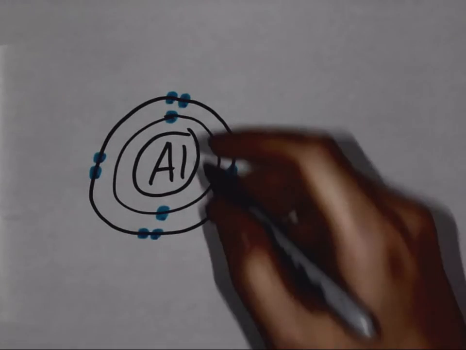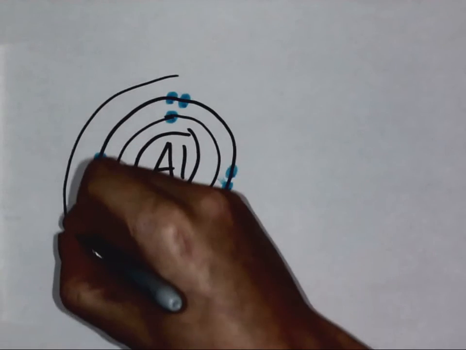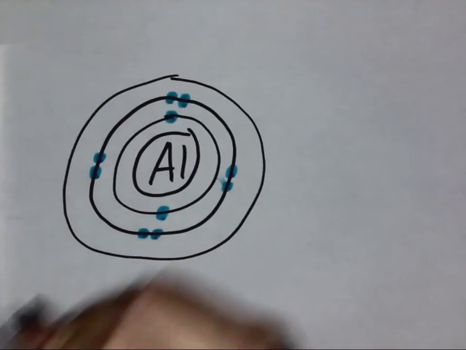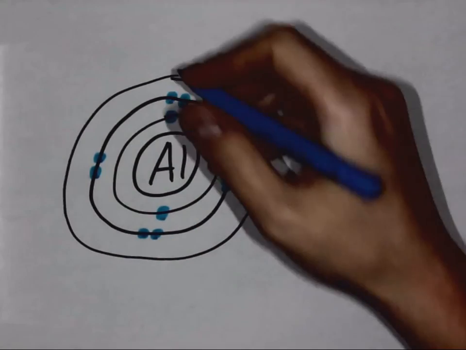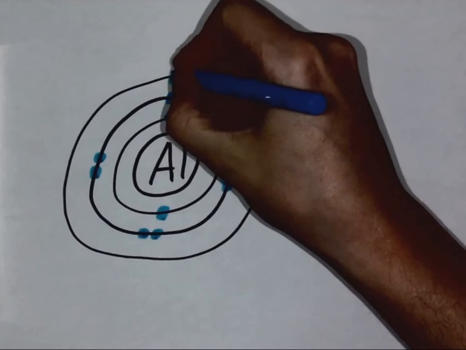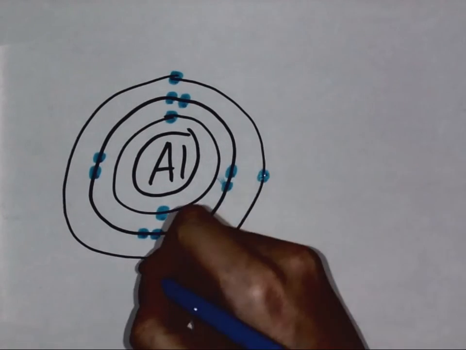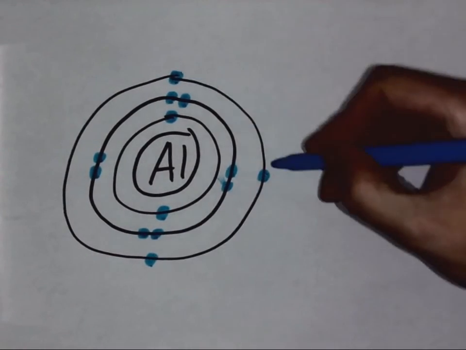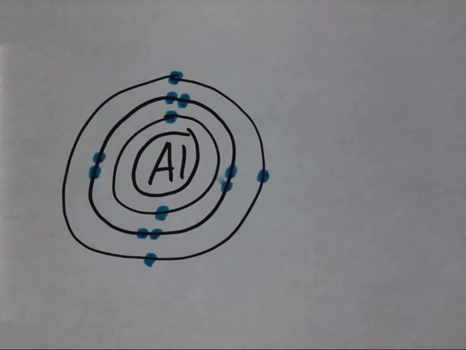I'm going to keep going out. I need a third energy level because I have 13 total to place, and I've only placed 10. So now I have 3 more: 11, 12, and then 13. So this is the Bohr diagram for aluminum.